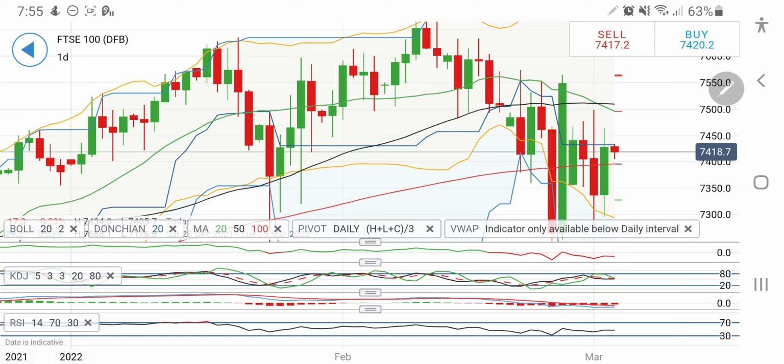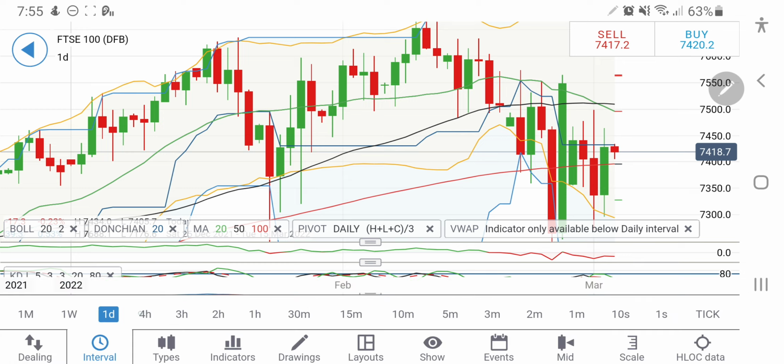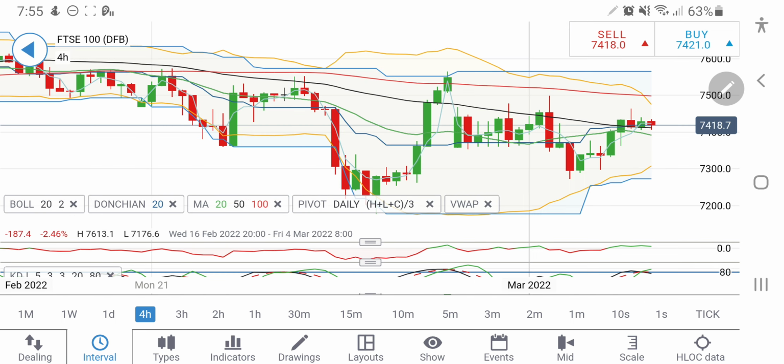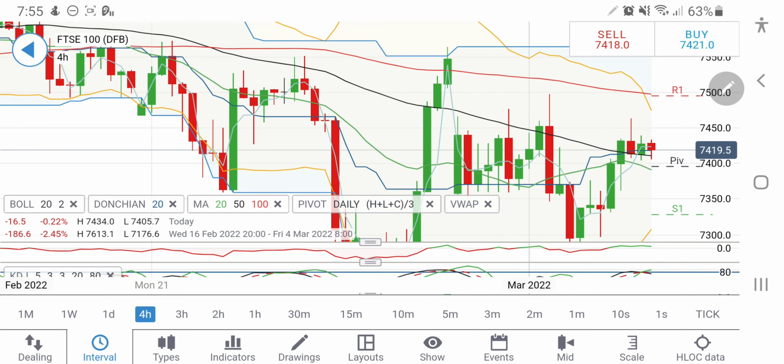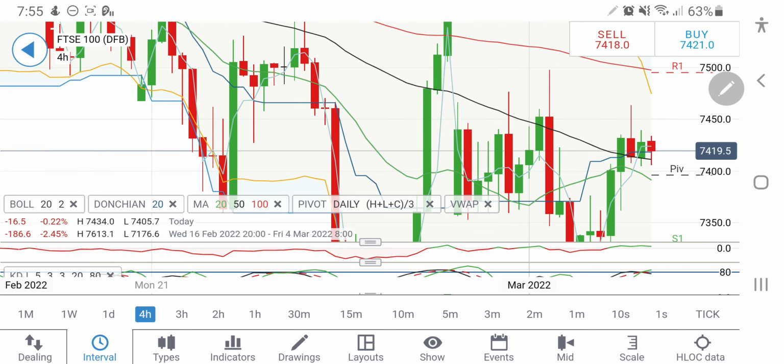Below that it is going to break heavily, and stochastic is near to overbought levels on the 4-hour charts, and RSI is at comfortable levels. Now look at the 4-hour charts. On the 4-hour chart, see how beautifully it has got supported. 3 candles getting support here, lower highs here.